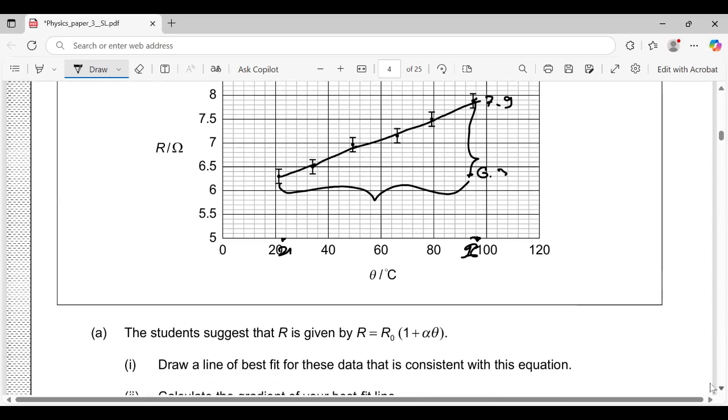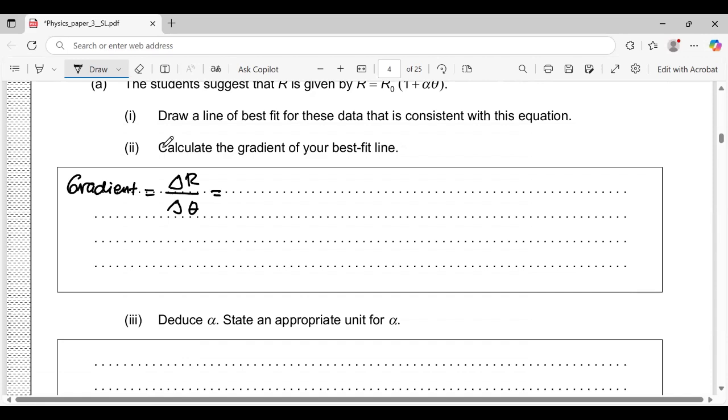So we can get the gradient: 7.9 minus 6.3 over 96 minus 21, which is 1.6 over 75, which is 0.0213 ohms per degree Celsius. Using alpha, state an appropriate unit for alpha.